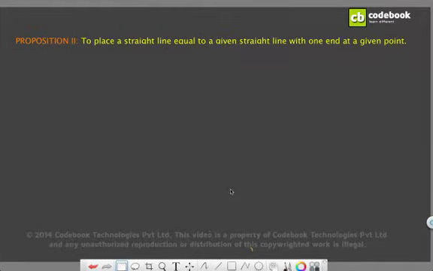Let's try to look at the second proposition of Euclid. The second proposition of Euclid states that to place a straight line equal to a given straight line with one end at a given point. What he means by this is if you are given a line segment BC of finite length and a point A, you can draw a straight line from A which has the same length as BC. So let's try to prove this.